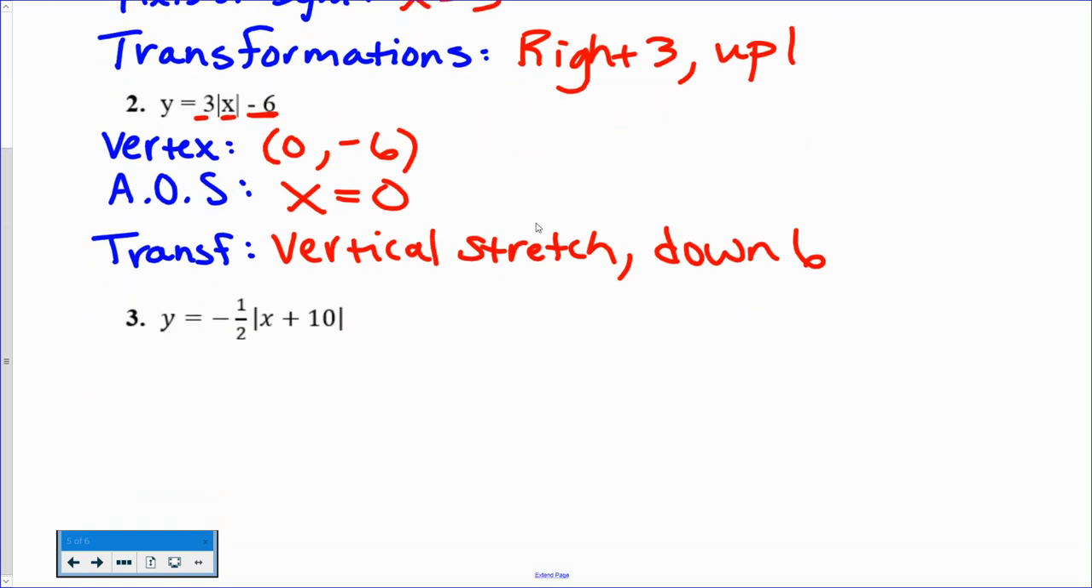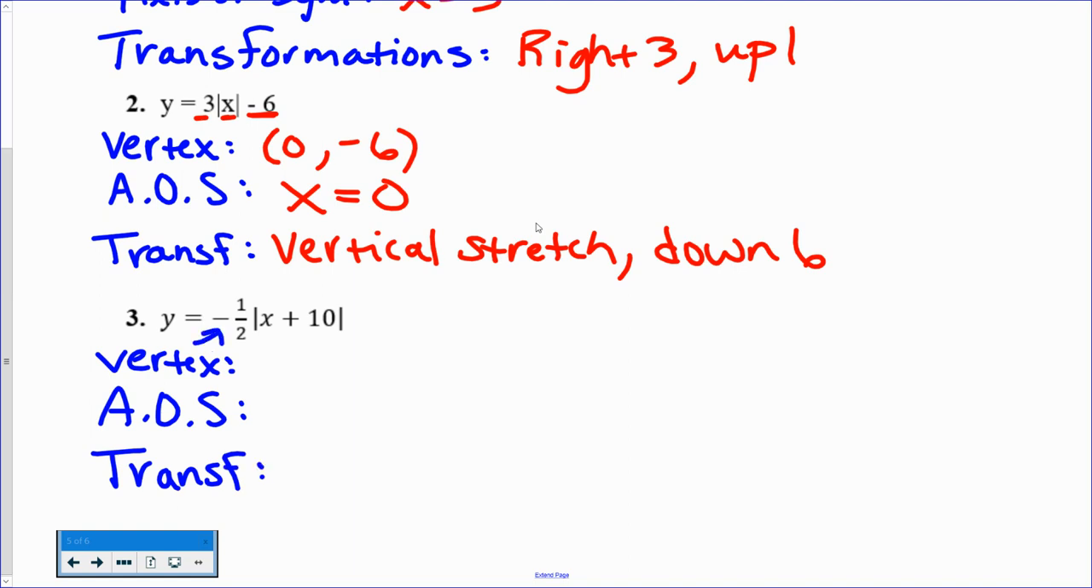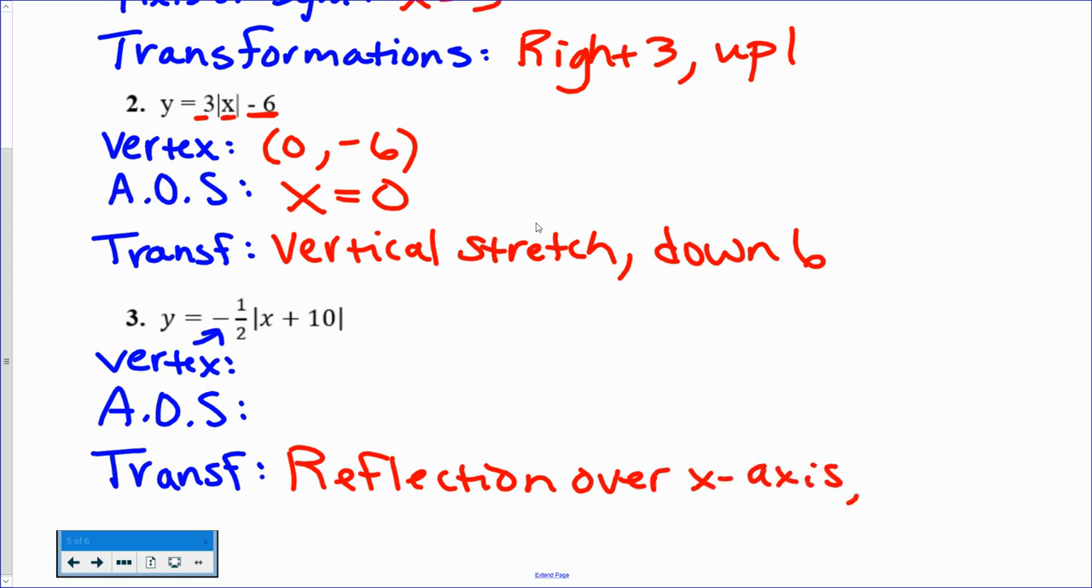For number 3, once again, we'll find the vertex, axis of symmetry, and then our transformations. The negative out in front, that is going to be a reflection over the x-axis. The 1/2, that is a number between 0 and 1, so that is going to be a vertical compression.